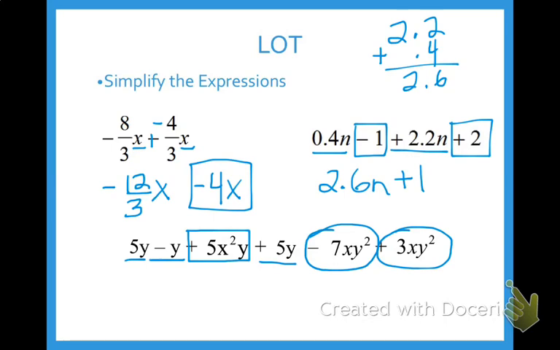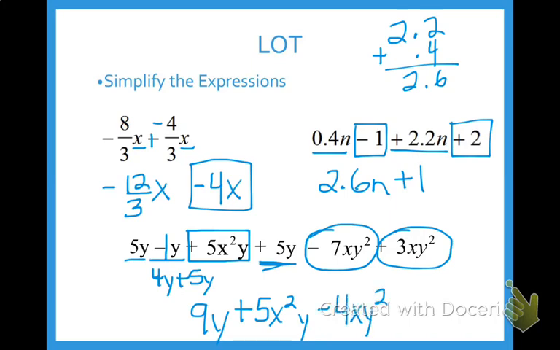5y minus y, I know there's a 1 there, so 5 minus 1 is 4y, but I still need to add this 5y that's over here, so plus 5 more gives me 9y. I do not have any terms to put with the 5x squared y, so I'm going to copy that to my answer. And then the negative 7xy squared plus 3xy squared. I see negative 7 plus 3, and so when I see those different signs I subtract and end up with negative 4xy squared.